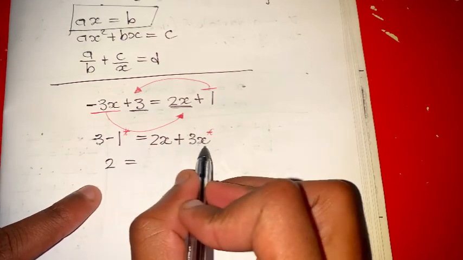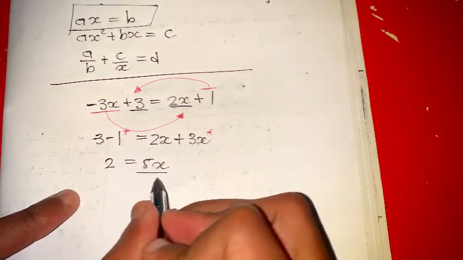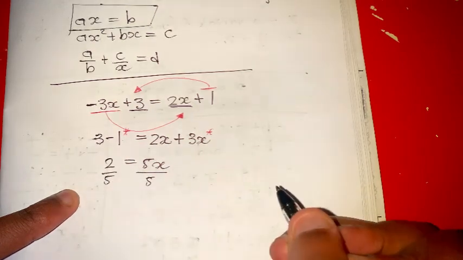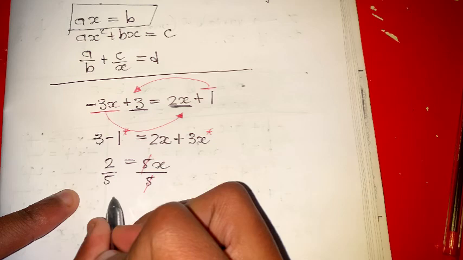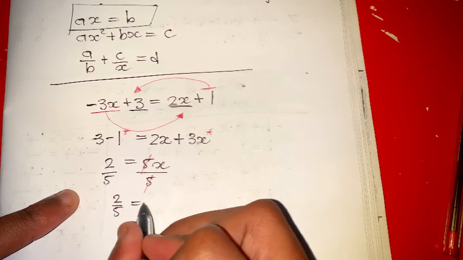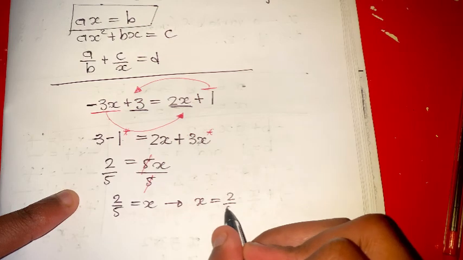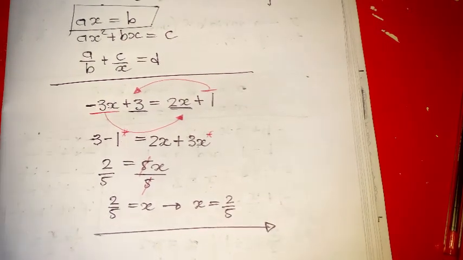So in this case, they're all apples. So you will have 5x. You divide both sides by 5. And this 5 will cancel this one. You will be left with 2 over 5 equal x. This is the same as saying x is equal to 2 over 5. There is no difference. Then you have solved it.